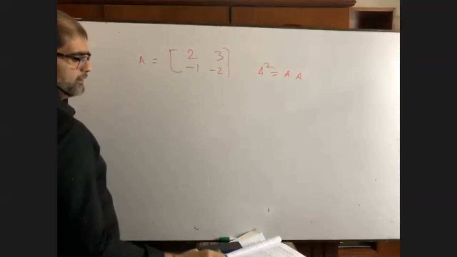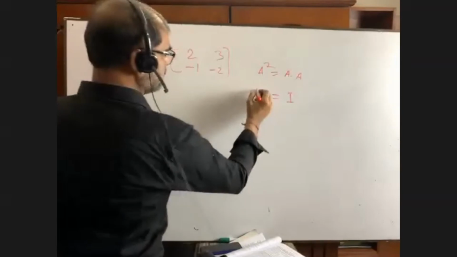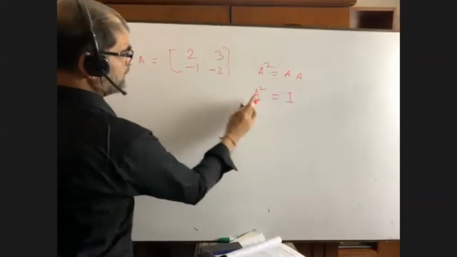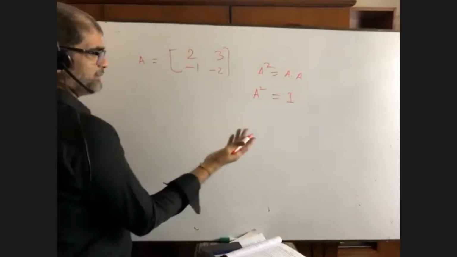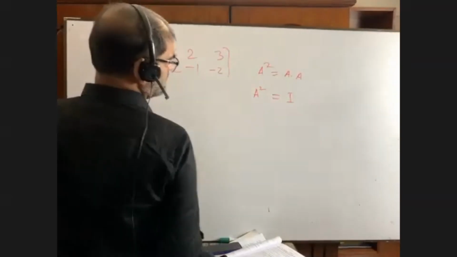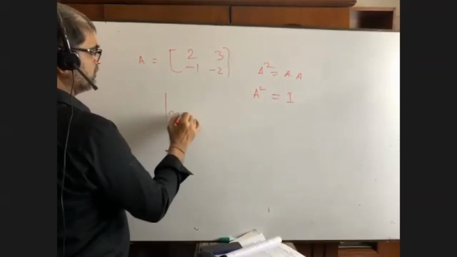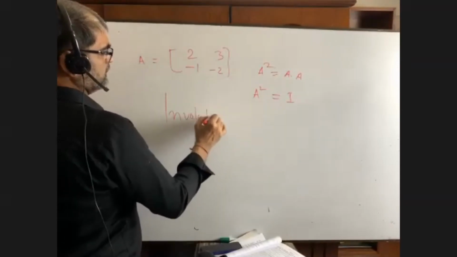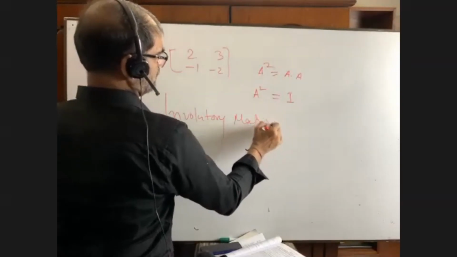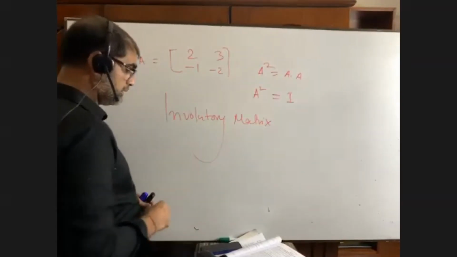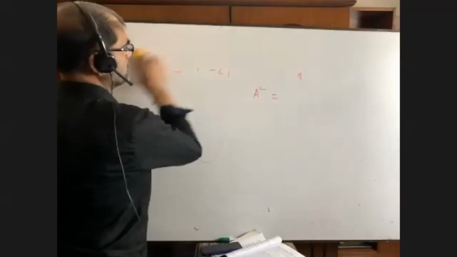Can you find? If the result is I, that is, if we get A square equals to I, meaning identity 1, 0, 0, 1, you know I means identity. If I get A square equals to I, then it is known as involutory matrix. Have you got it or not? Talk to me. Yes, sir. Okay.